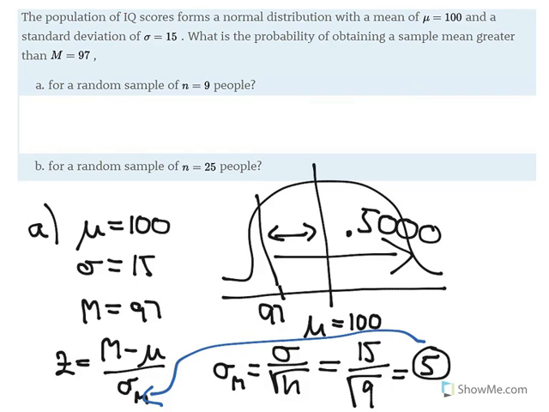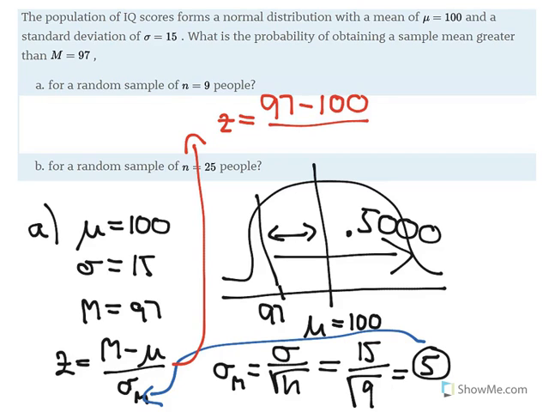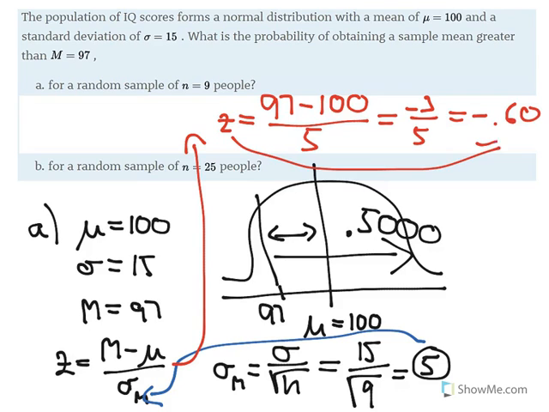So for room reasons, let me just go and finish this up here now. So we know that Z equals the mean, which is 97, minus the population mean, which is 100, divided by the standard error of the mean we just calculated, of 5. So that is negative 3 over 5, which is negative 0.60. So now we have a Z-score of negative 0.6. And that's right, because it's negative, because it is located on this side. Right? It's located below the mean.